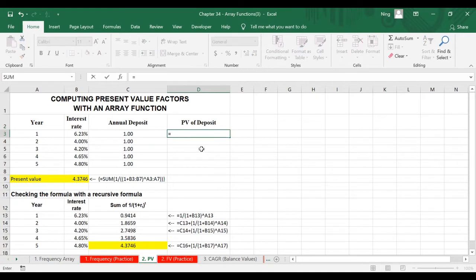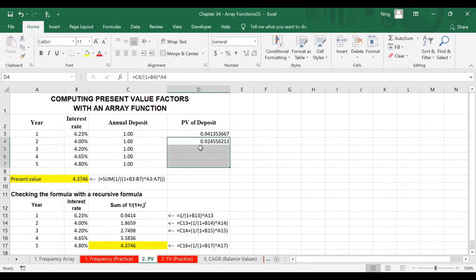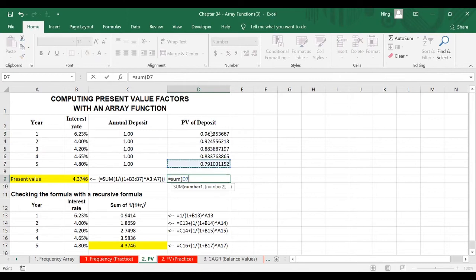deposit. For year 1, the present value of your deposit is just this $1, which is the future value sitting at the end of year 1, discounted by 1 plus r to the power of 1. And for year 2, you're going to use that $1 sitting at the end of year 2, discounted back by 1 plus r to the power of 2. And if you copy down this formula, that gives you what is the present value for each of the individual deposits over the course of the next 5 years. And then if you sum up all the individual deposits, you calculate what is the present value for all your future deposits.